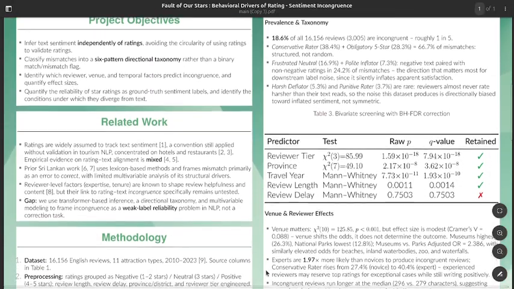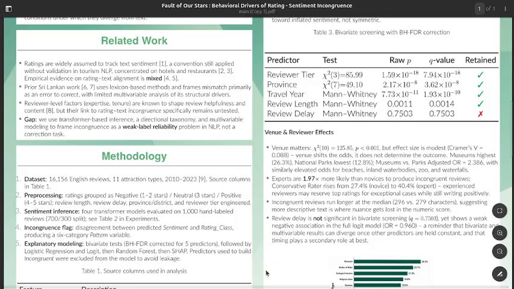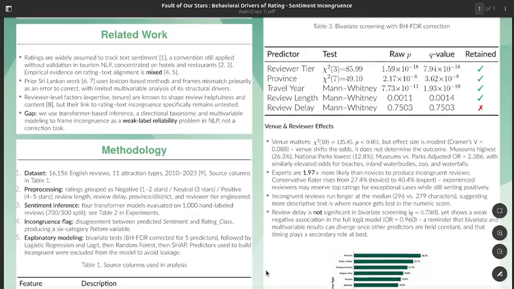The dataset. For our study, we use the Tourism and Travel Reviews Sri Lankan Destinations dataset. It contains 16,156 English language reviews collected between 2010 and 2023. The reviews cover 11 different types of tourism attractions in Sri Lanka. We grouped the star ratings into three classes. 1 and 2 stars were considered negative, 3 stars were neutral, and 4 and 5 stars were positive. We then independently predicted the sentiment of the written review text using transformer-based NLP models. This independence is important because we did not use the star rating to determine the textual sentiment.